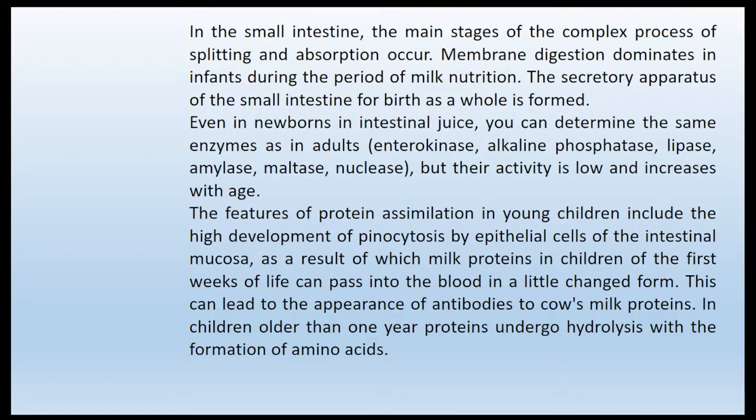The features of protein assimilation in young children include the high development of pinocytosis by epithelial cells of the intestinal mucosa. As a result, milk proteins in children of the first week of life can pass into the blood in a little changed form. This can lead to the appearance of antibodies to cow's milk proteins. In children older than 1 year old, proteins undergo hydrolysis with the formation of amino acids.